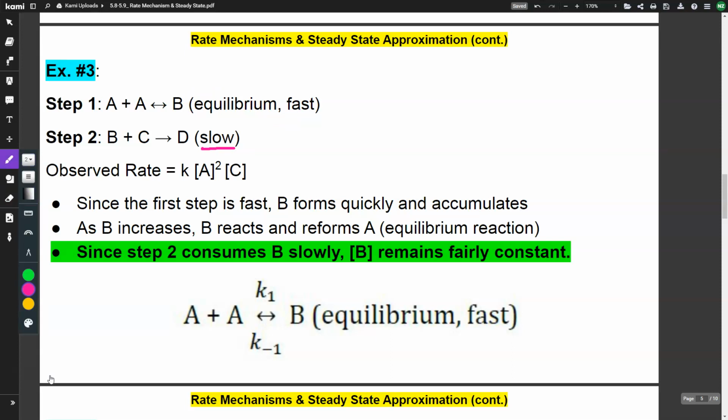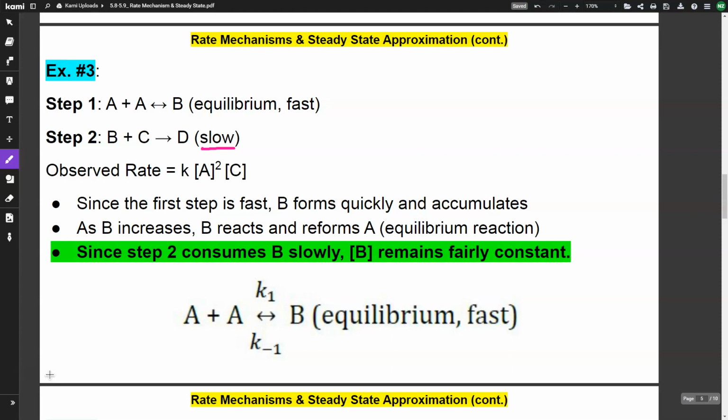Let's take a look at the two steps and notice that we have B being produced in step 1, and then in step 2, B is needed to combine with C to make D. So B is an intermediate because it is produced in step 1 and then it is used up in step 2. Now here is the curveball with equilibrium.